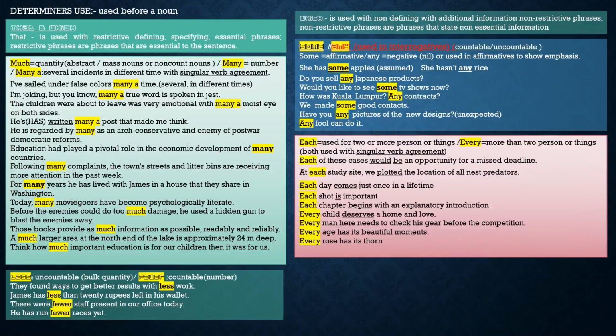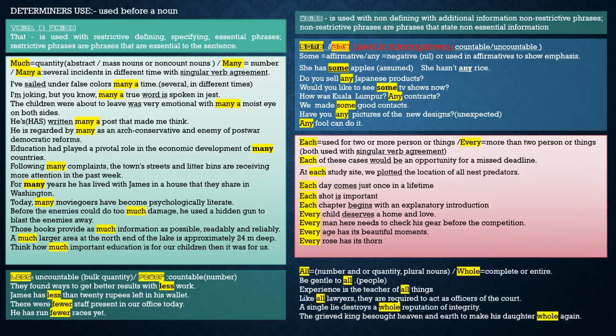Now let's look at the determiners. All, whole. All is a number and a quantity, plural in sense. Whole is used for completeness, complete or entire. Some examples are: be gentle to all. All means here the people.